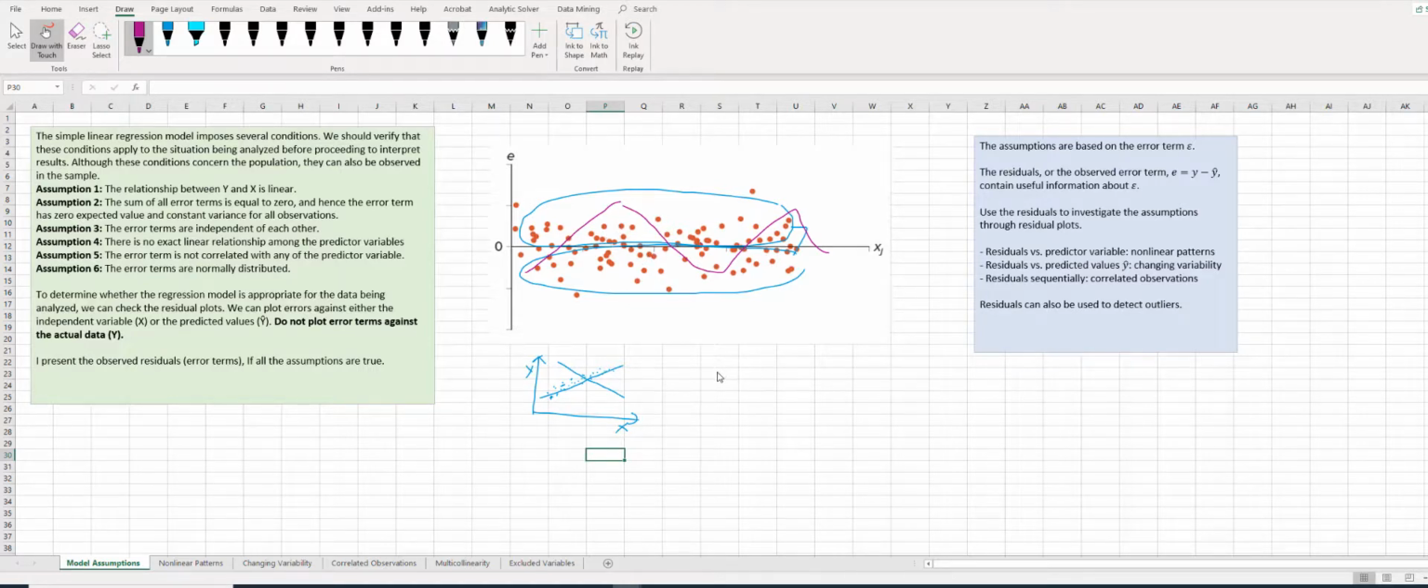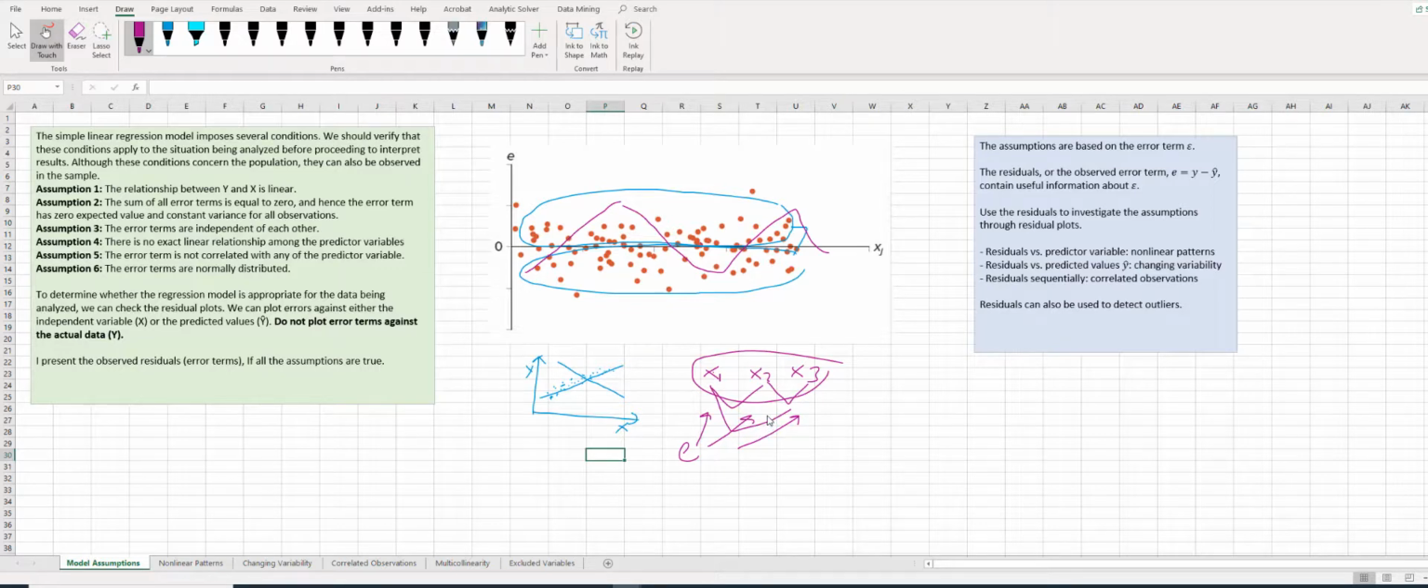Assumption 4, there is no exact linear relationship among the predictor variables. Let's say you have x1, x2, and x3, 3 predictor variables. So x1 and x2 shouldn't be correlated, x2 and x3, and also x1 and x3 shouldn't be correlated. Assumption 5, the error term is not correlated with any of the predictor variables. And finally, the error terms are normally distributed.